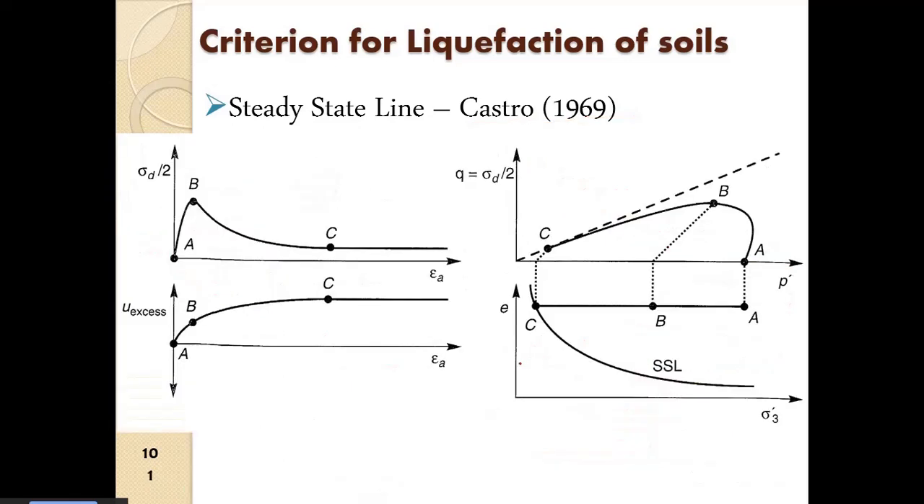So how did he arrive at that? What we have is a sample at the point A. It is at a particular effective confinement, and it has a particular void ratio. Seeing the plot of E versus effective confinement, you can see it moves straight to the left. So first of all, we can infer that it is undrained.